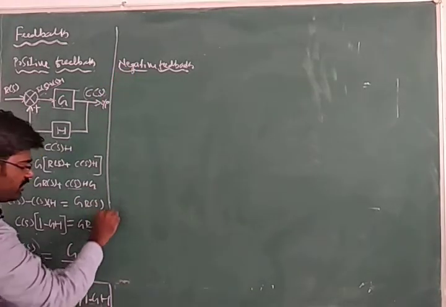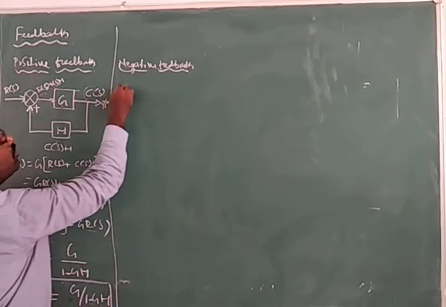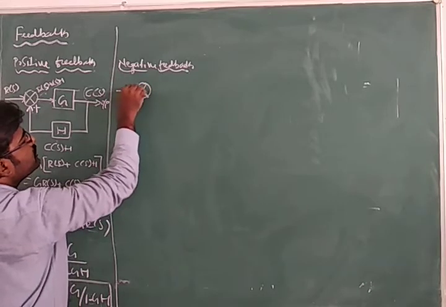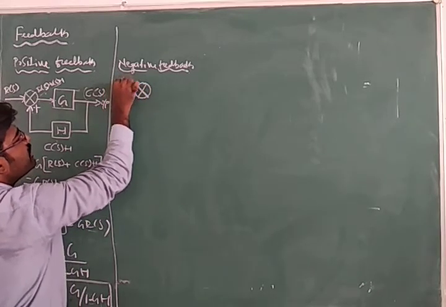What is the transfer function of negative feedback? How to represent negative feedback with the block diagram? This is the summing point and we are giving input as R of S.